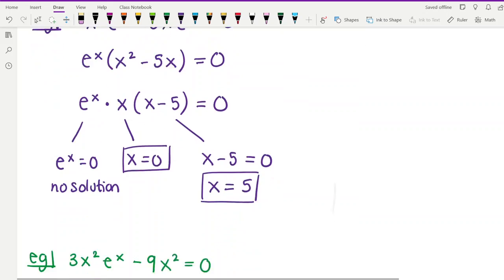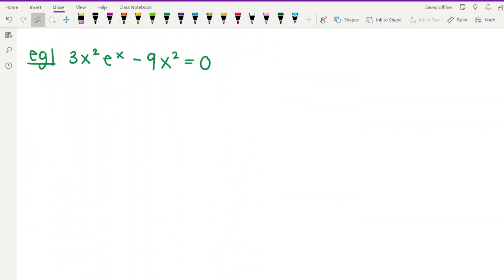Okay, so one other example, pretty similar. So we have 3x squared times e to the x minus 9x squared is equal to 0. So in this case, we do not have a common factor of e to the x in both of them, right? There's only an e to the x in one of them. What is the common factor? What goes into both of these terms? Well, they both have a factor of 3x squared. So let's factor out a 3x squared.